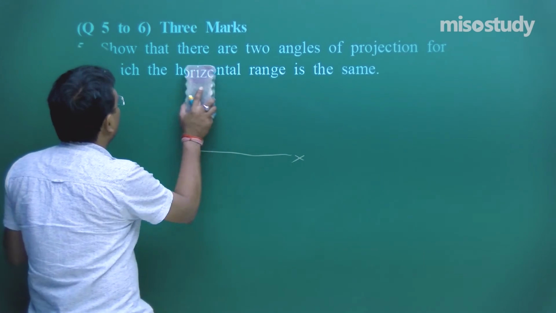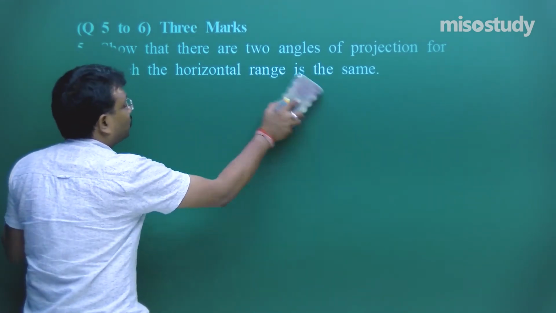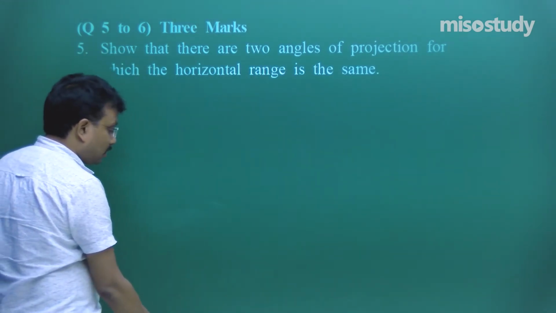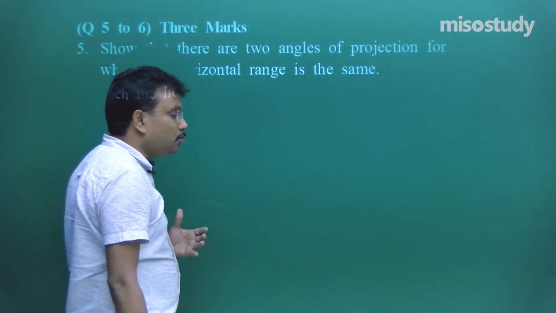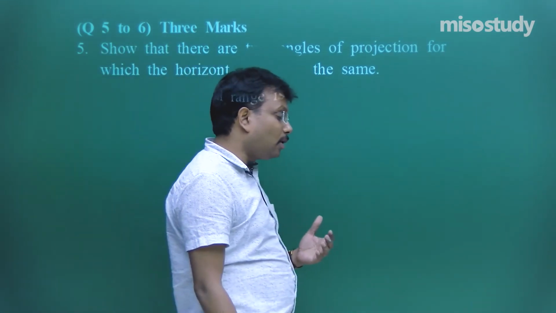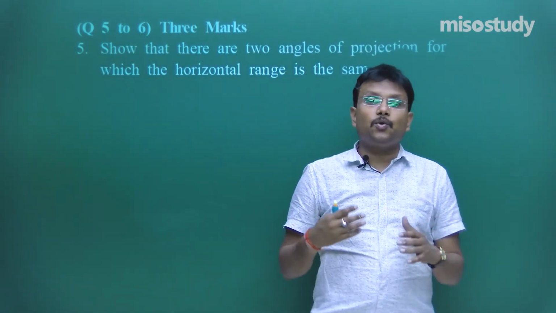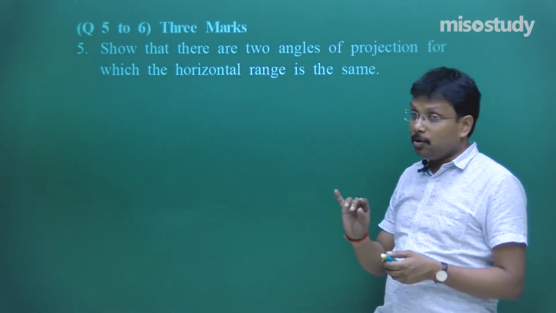So it was question number 5, which is for 3 marks. Now, important students, it is not only how much you know, but it is also important how exactly you can reproduce it on your answer sheet.